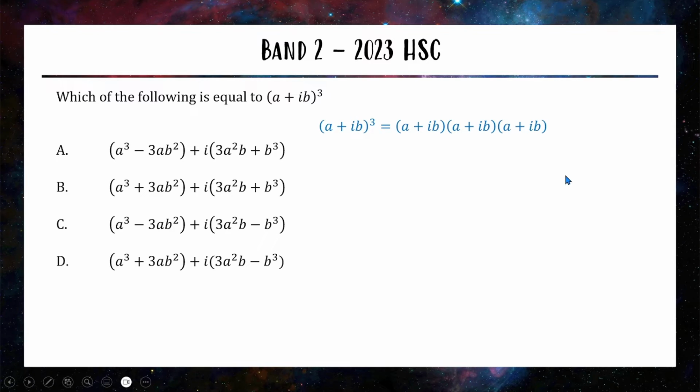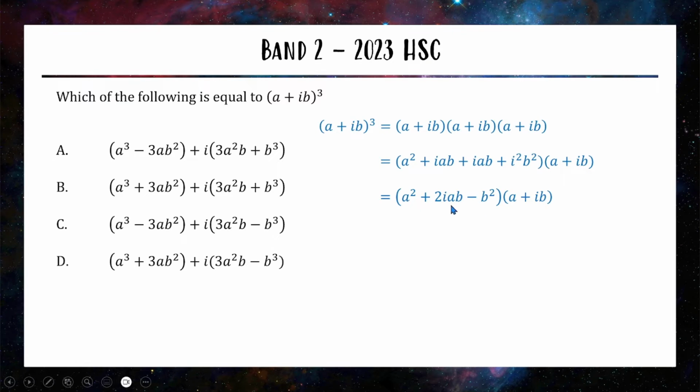It's not that hard. All right, expanding out the first 2 brackets, we're going to get a squared, iab, and then iab again, and then i squared, b squared. Simplifying this first bracket, we can combine the 2 iab's together. And don't forget, i squared is minus 1. So we get a squared, 2iab, and then minus b squared.